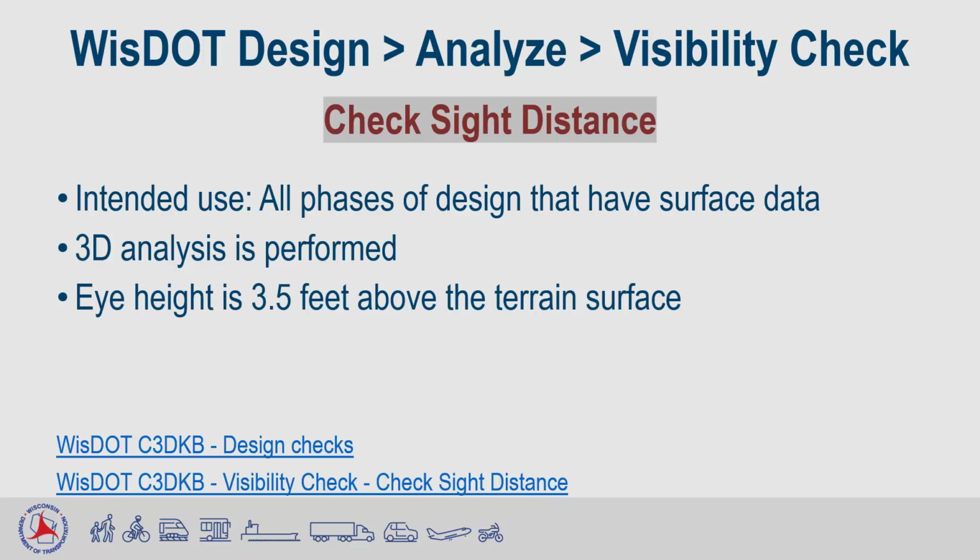The 3D WisDOT Site Tool is called Check Site Distance. The tool is intended to be used in all phases of design, as long as you have an existing and/or proposed surface information. A 3D analysis is performed, and the eye height is 3.5 feet above the terrain surface, and this is automatically set within the tool itself.